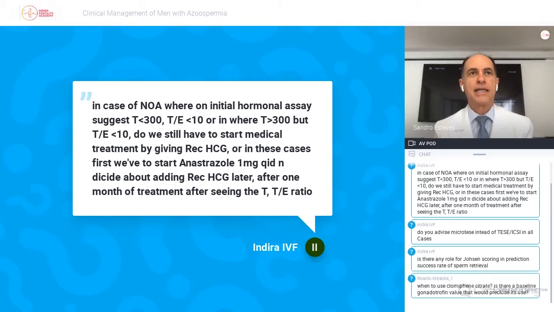But yeah, if the testosterone level is like 500, let's suppose, and the patient is obese or overweight and the estradiol levels are high, you can start with anastrozole alone and then monitor the results one month later, and then continue with anastrozole alone if the condition improves.